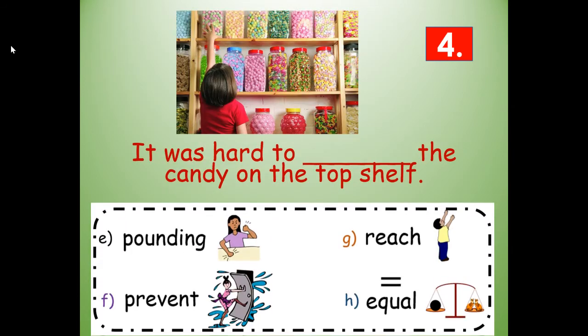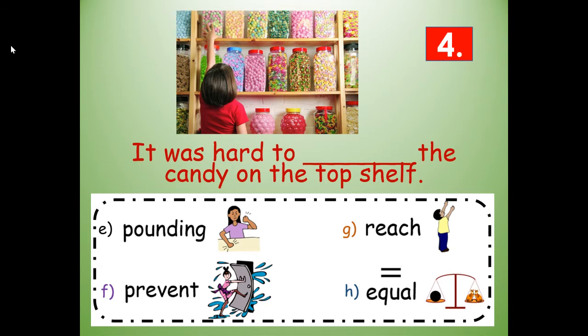Number 4, it was hard to blank the candy on the top shelf. It was hard to pounding the candy on the top shelf. Whoops, I already gave it to you. It was hard to prevent the candy on the top shelf. It was hard to reach the candy on the top shelf, or it was hard to equal the candy on the top shelf.